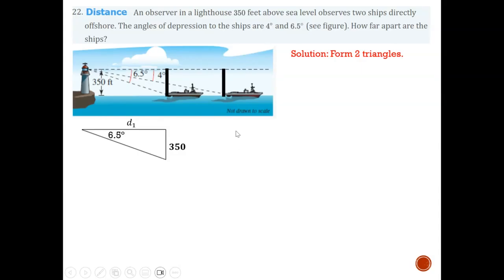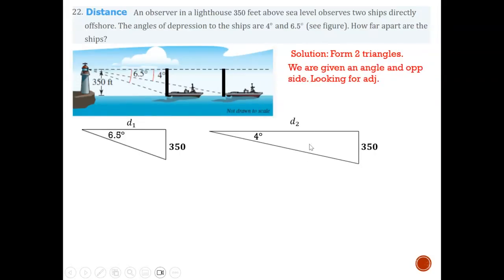Now let's repeat the process for the next ship. So I'm going to take this triangle and put it down here. So this is 350, because same thing as over here, it is 350 feet. The angle is 4 degrees. And this distance from the lighthouse to ship number 2 is D2. So now we have to find distance 1 and distance 2. And then to find how far apart they are, we subtract D1 from D2.